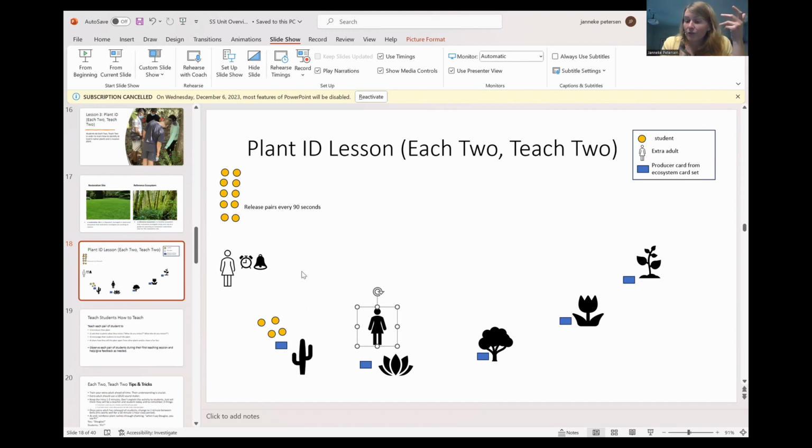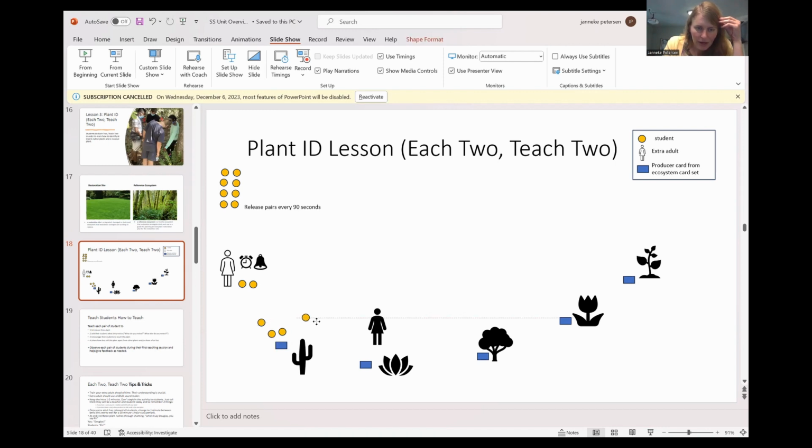A minute and a half goes by, ding, ding, ding, and the extra adult releases the next pair of students who are walking down the trail. At the same time, these students also heard the bell or the sound maker. And let me see if I can get them to move together here.